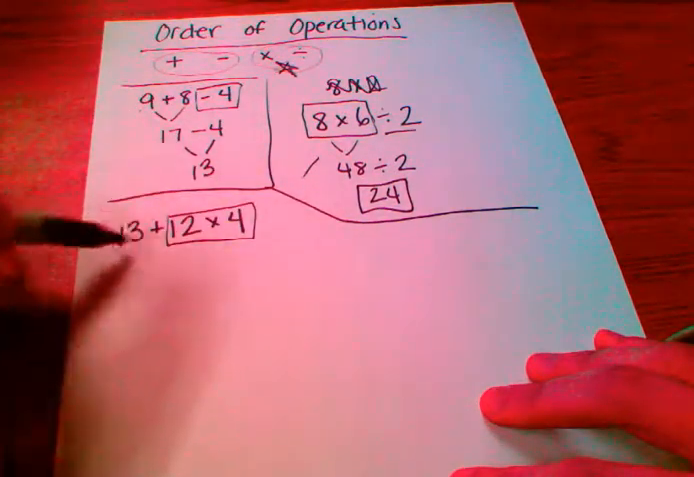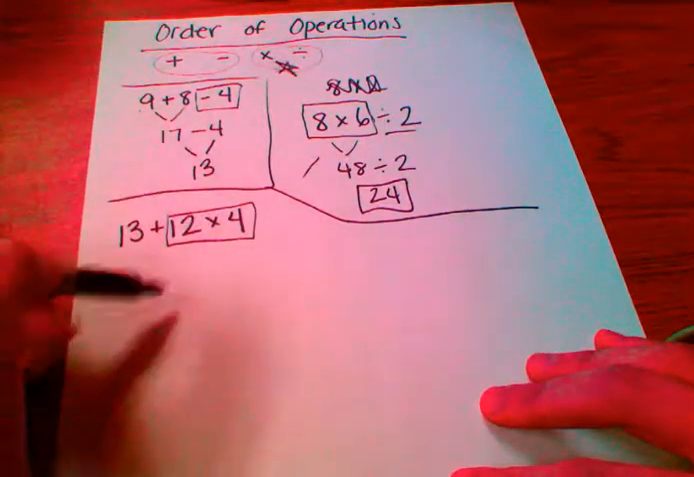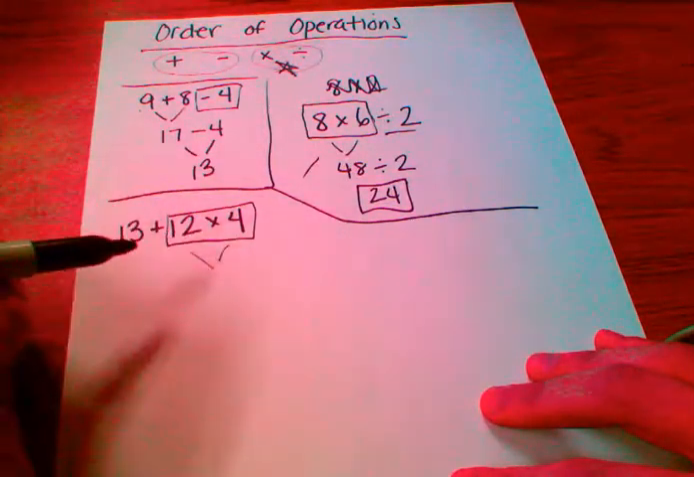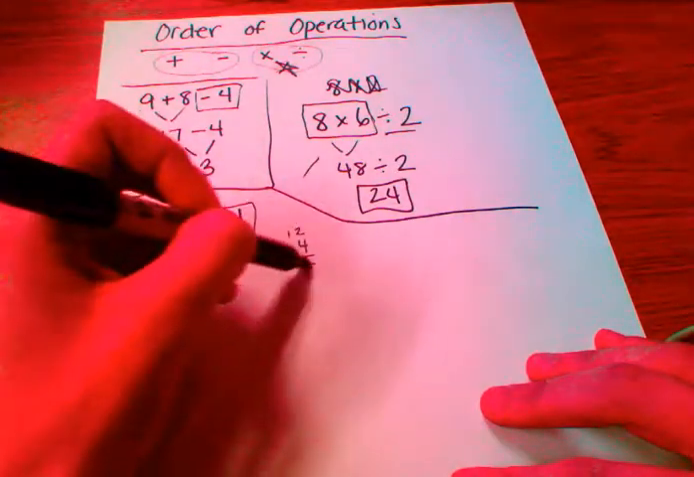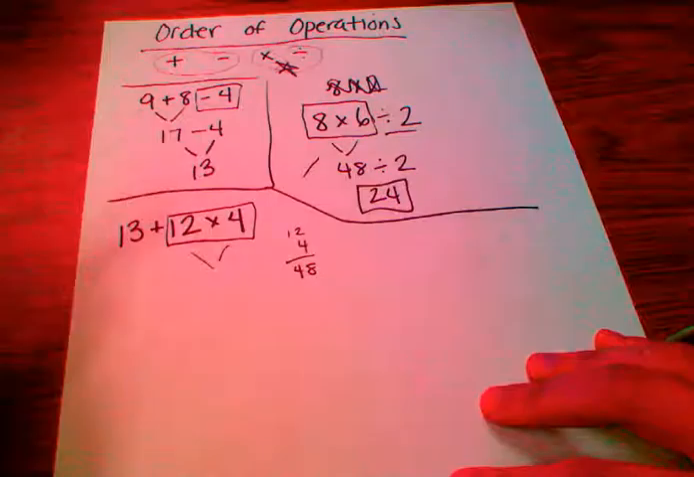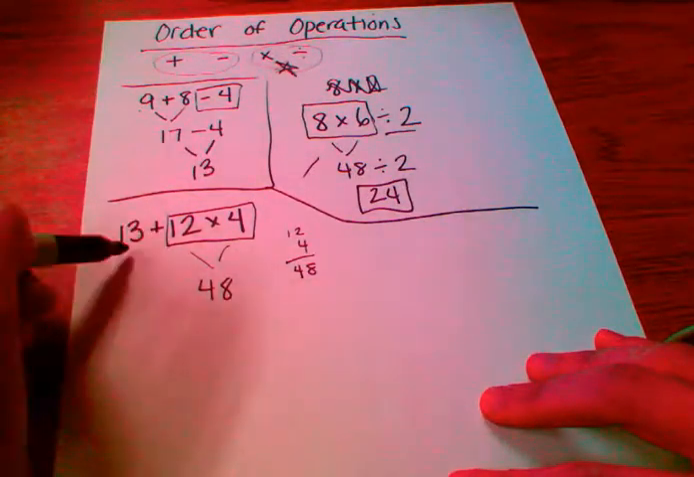Then I can deal with this 13 plus whatever this is. So 12 times 4, I can do it off to the side if I'm not sure what that is. 4 times 2 is 8. 4 times 1 is 4, so 48. And I still have to bring down this 13 plus.